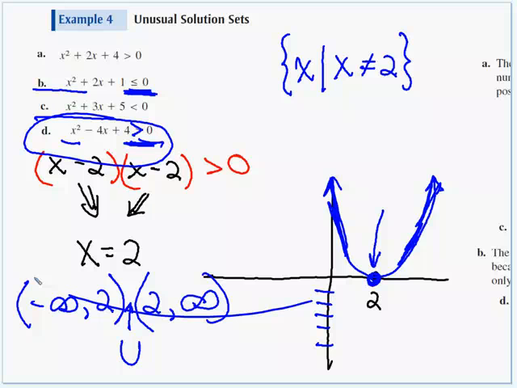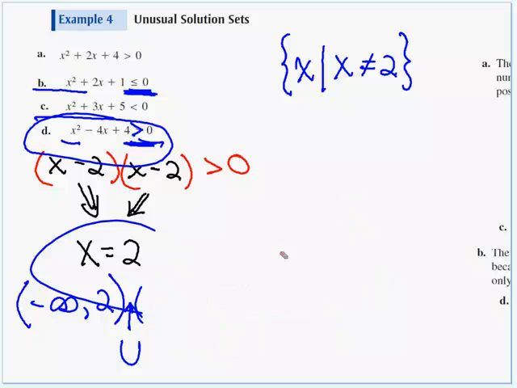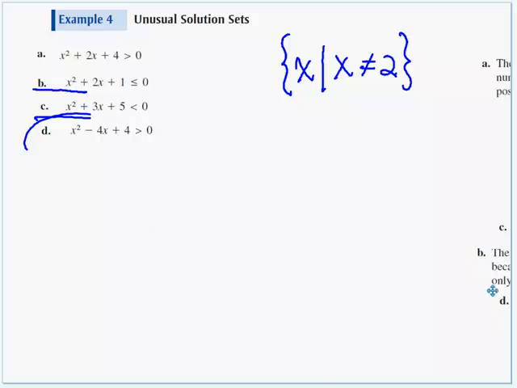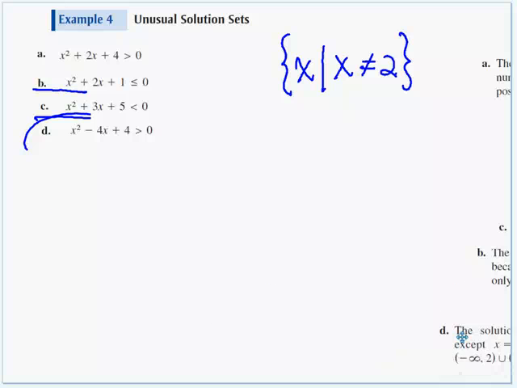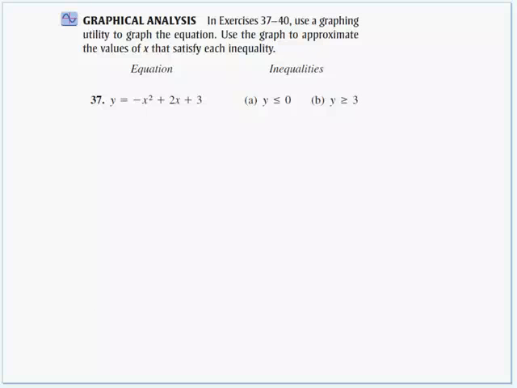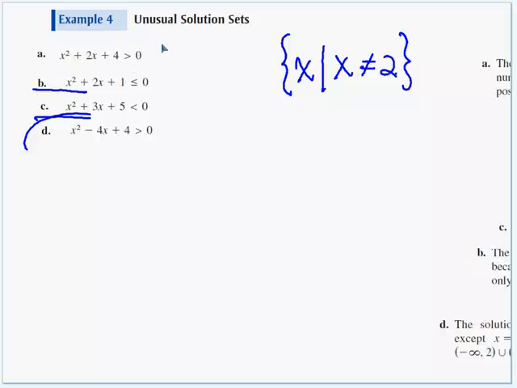Ooh, and I forgot over here we do something that the book has printed in there. The solution set of the following inequality consists of all real numbers except x equals 2. In interval notation, the solution set can be written as blah, blah, blah. We already talked about that. All right, so keep your eyes out for those unusual solution sets, where there might be no answer or just one number or every other number out there except this one.